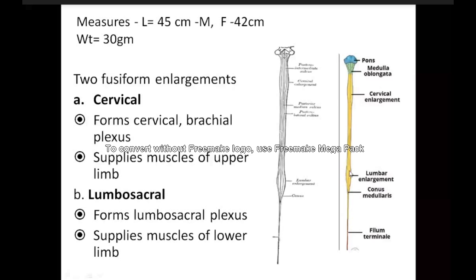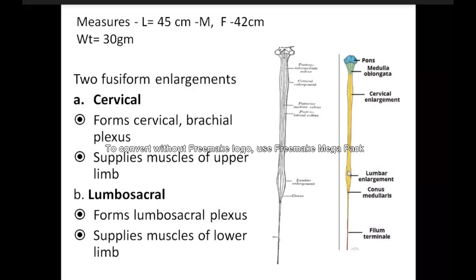So why at these places is there enlargement? Because at the cervical region, it has to supply the muscles of the upper limb, and there is formation of the brachial plexus, and it also forms the cervical plexus. So for that region, it is enlarged here. And similarly, in the lumbar or the lumbosacral region, it forms the lumbosacral plexus to supply the muscles of the lower limb. So it is enlarged at this point. So the spinal cord is enlarged at two levels, one at the cervical region and one at the lumbar region.